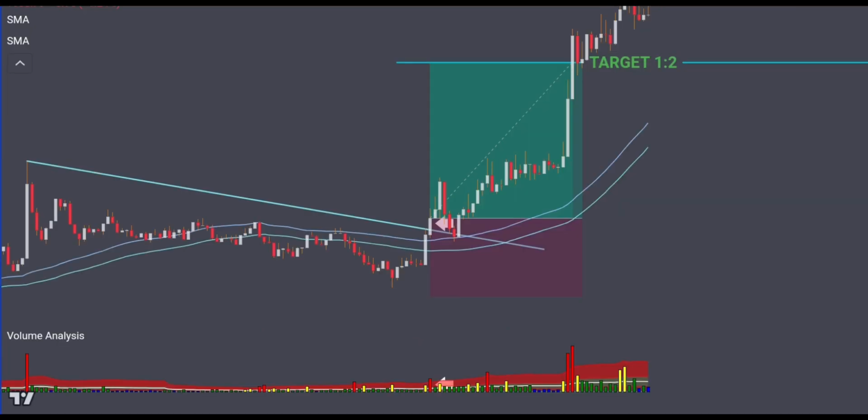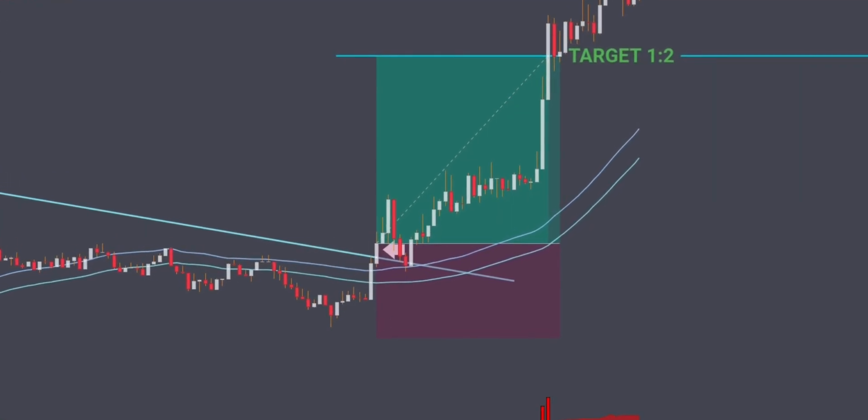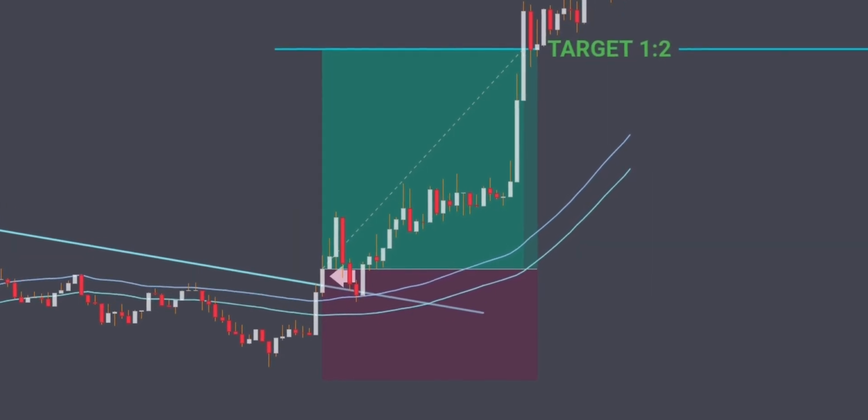Here's another successful trade that reached the 1-to-2 target ratio. As you can see, after reaching the 1-to-2 ratio, the price continued to move upward.